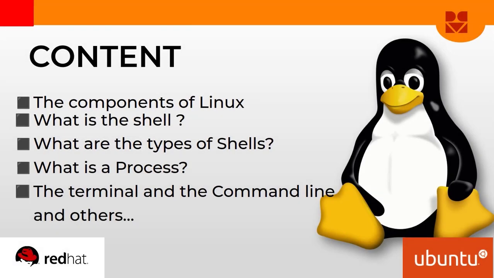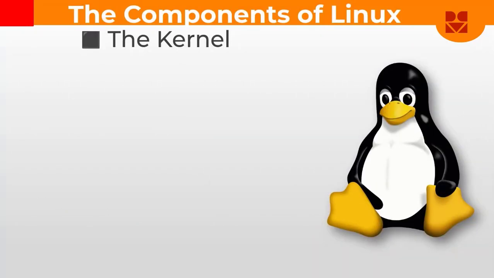So for this particular video, we'll look at the components of Linux in detail, look at what the shell is, what the shell types are, and then what we mean by a process, and look at some other terminologies associated with the terminal and the command line. Now, we said that the Linux operating system comprises 4 main parts in the previous video. So if you have not watched the previous video, you can go and watch it.